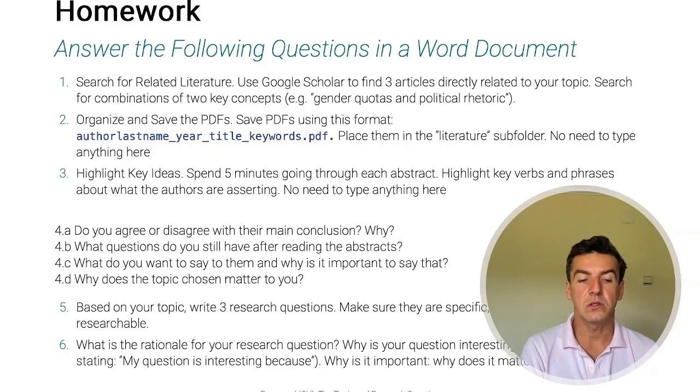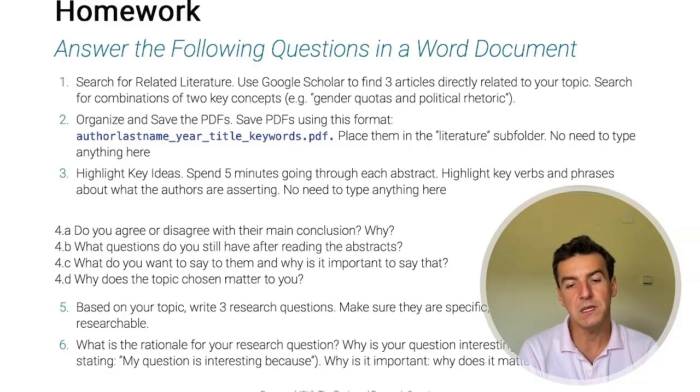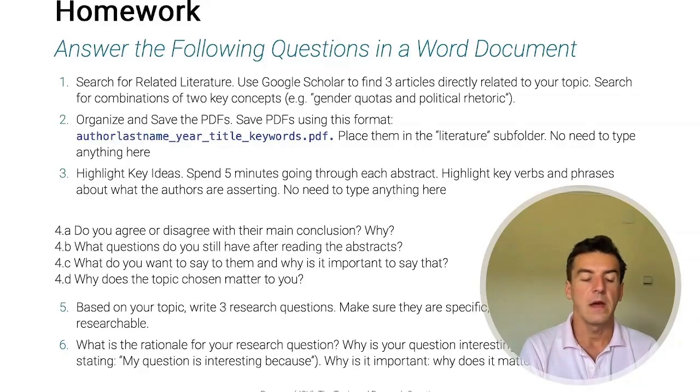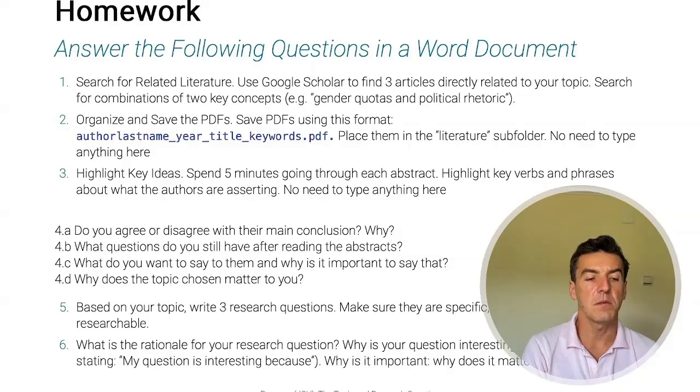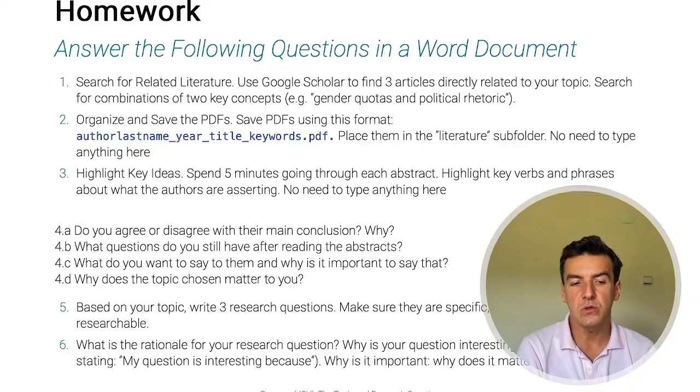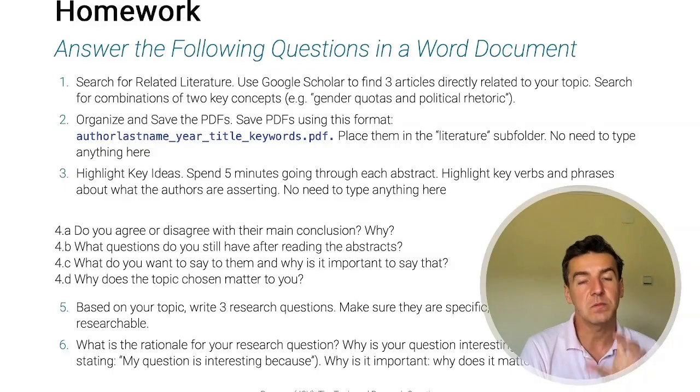And then, based on the topic that you've chosen, you need to write three research questions. Here I emphasized that they have to be specific, ideally causal, and researchable. And finally, the sixth assignment is to think about the rationale for your research question. Why is your question interesting, without explicitly saying that my question is interesting because? Why is it important? Why does it matter?